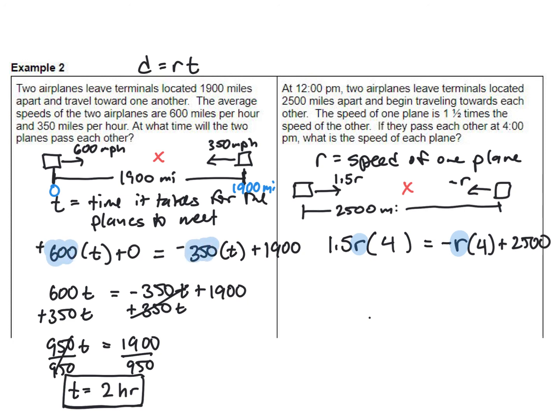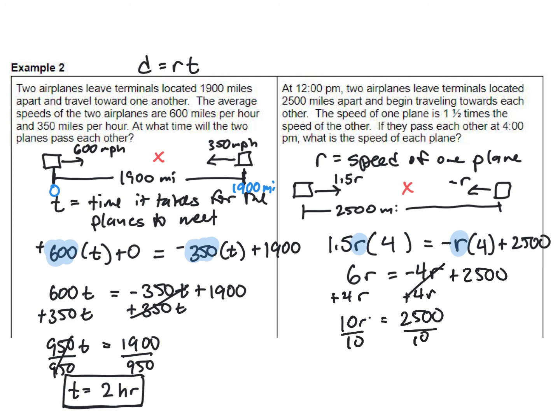Okay, let me simplify this out so it looks better. I have 1.5 times the speed, or the rate, times 4. So what I could do first is multiply 1.5 and 4, and that would give me 6. So that'd be like saying 6r equals negative 4r. Okay, it's just negative r times 4 to give me negative 4r plus 2,500. Now it should look a little bit better because I can solve for r by adding the 4r to the other side to get 10r equals 2,500. And then lastly, I can divide both by 10, and I would get a rate of 250. And that would be 250 miles per hour.